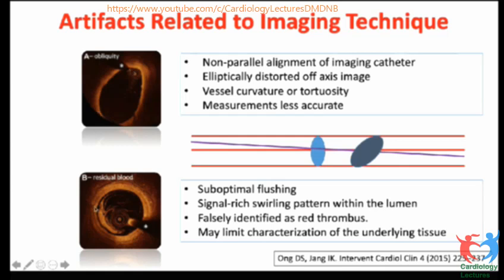The second one is residual blood flow artifact. The most important one you see in everyday practice, that results from suboptimal flushing. It produces a signal-rich swirling pattern within the lumen. And the clinical importance is it should not be identified as red thrombus, because it's almost like a red thrombus. It may limit the characterization of underlying tissue. You are not able to see the underlying tissue clearly.